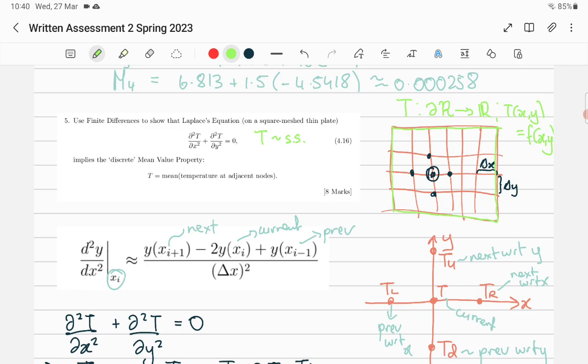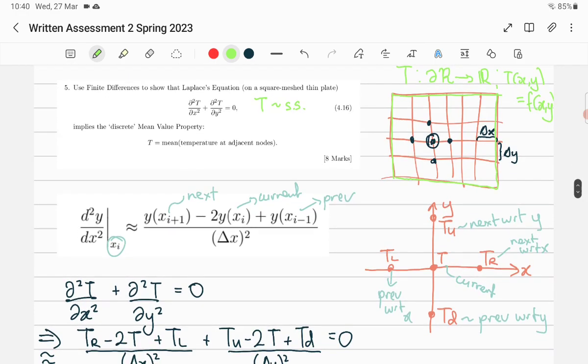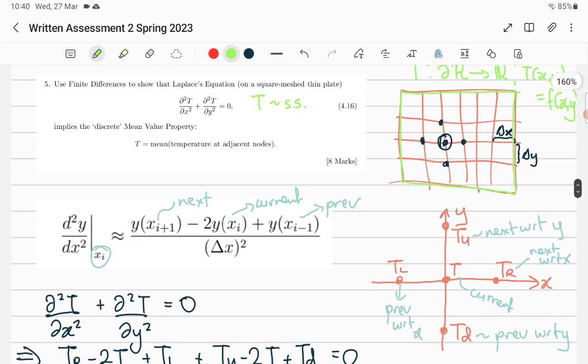Okay, so what we want to do here is use finite differences to approximate the partial differential equation, and we're going to show that any solution of that, when we do the finite differences, satisfies the mean value property: that the temperature is the mean, or the average, of the temperature at adjacent nodes on a square mesh thin plate.